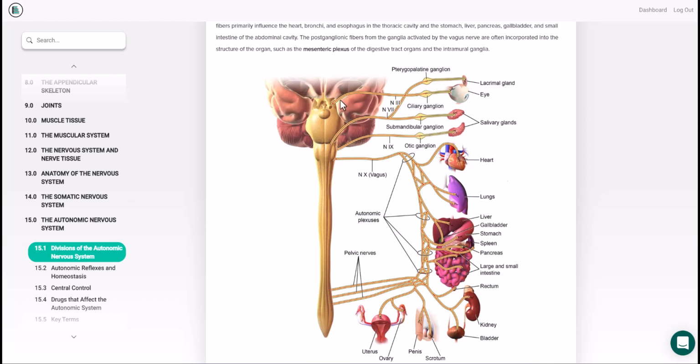So the 3rd nerve, right, comes off the brainstem and travels to the eye, where it is going to cause the constriction of the pupil.